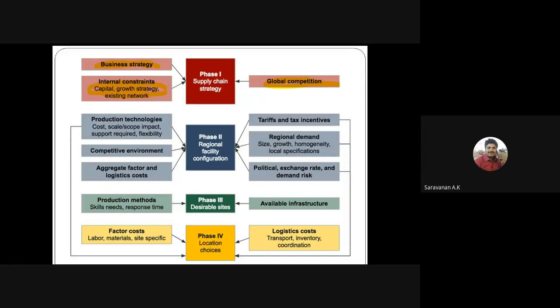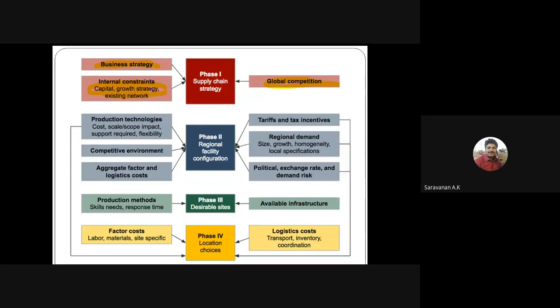Then the second is global competition. What is going on at the global level and what is going on at the local level? With respect to the industry, we have to see the competition level, whether it is local level marketing or global level marketing. Then the constraints: what constraints are there? The internal constraints while making the supply chain strategies.